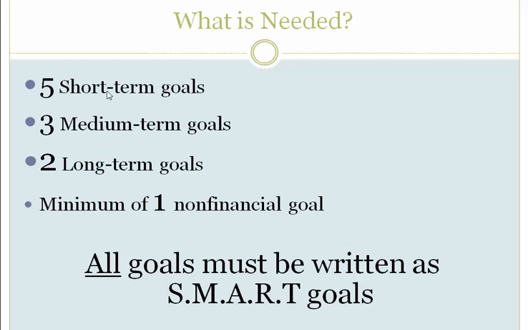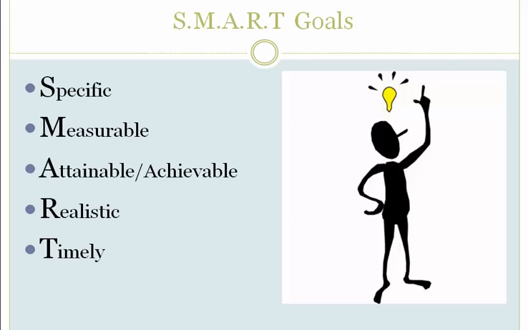What you're going to need is a total of 5 short-term goals, 3 medium-term goals, 2 long-term goals, and somewhere in that mix, at least one of them needs to be a non-financial goal. All of your goals have to be written as a SMART goal. Just a little reminder, a SMART goal is a goal that is specific, measurable, attainable or achievable, realistic, and timely.